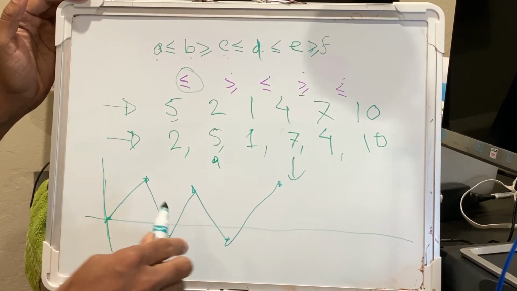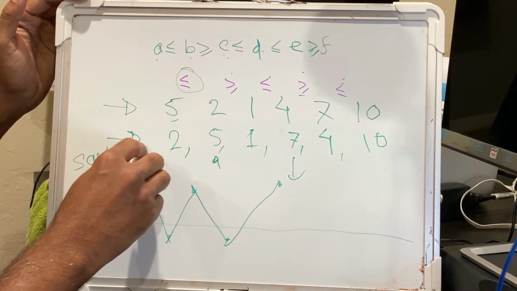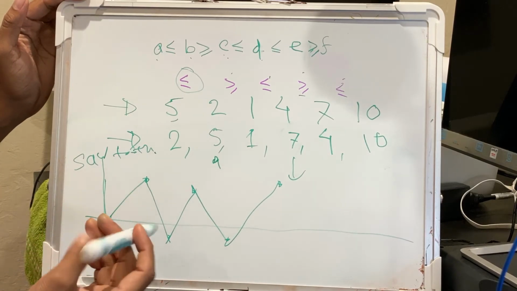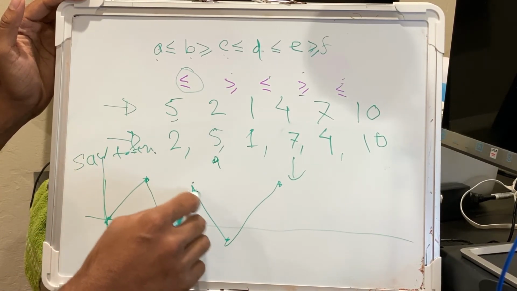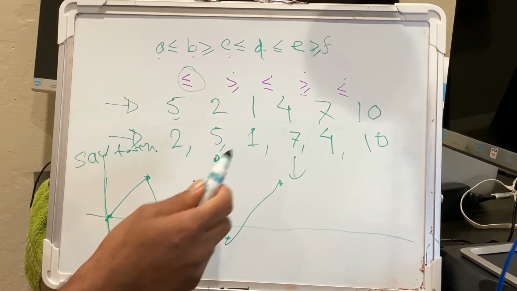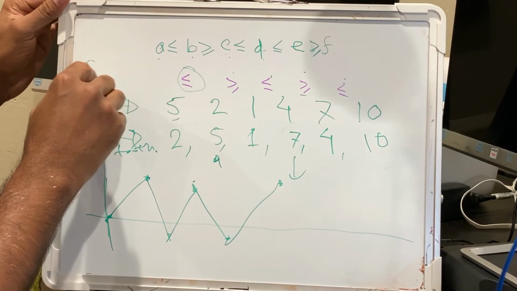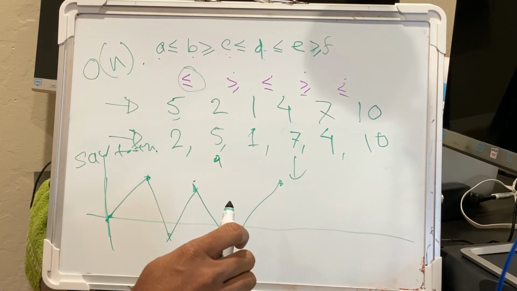So we got this sawtooth structure, right? From low value to high value, high value to low value, low value to high value, high value to low value, and so on. So that's how we can solve this problem in order of n time and without using any extra space.